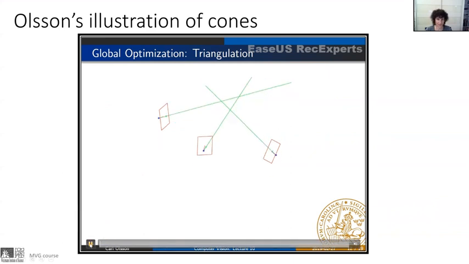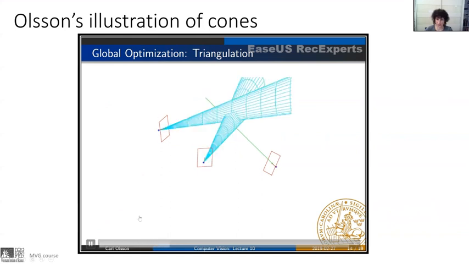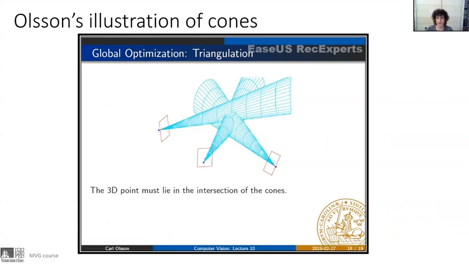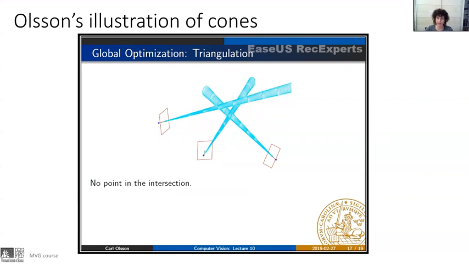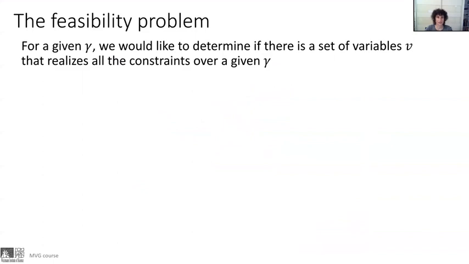Okay. So this is large gamma. I have intersection, etc., etc. But this error can be too high. So if I reduce the cones, the gamma, I reduce the error. But I can reduce the error, but still I would like to have some intersection. This is the idea. So how are we going to do it? So for a given gamma, I would like to determine, is there any intersection between the cones or not?